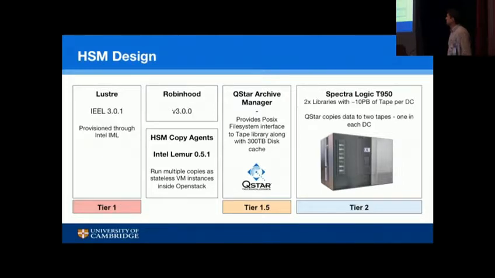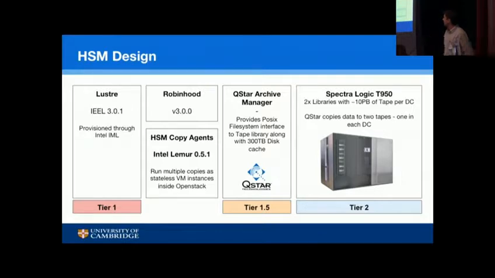We're using the new Robinhood version 3, and we're using Intel's Lemur copy tool for the copy agents. We actually run our copy agents as stateless virtual machines in OpenStack, and it was one of the reasons we quite liked Lemur for this, because, as I'll talk about in a moment, Lemur has some nice quality of life things for managing a stateless agent. So we like that.